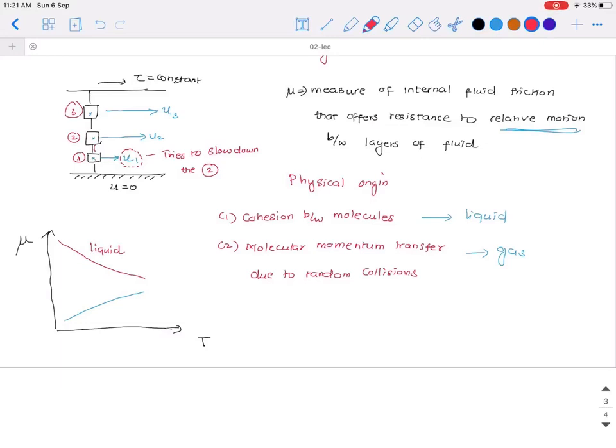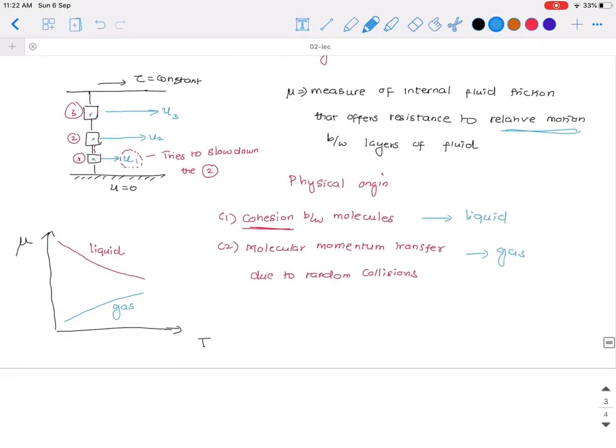Because in liquids the viscosity is dictated by the cohesive force between molecules. When you heat the liquid, this cohesive force weakens, and as a result the viscosity reduces with increasing temperature for a liquid, whereas for a gas the cohesion is already small. The viscosity is dictated by the random collisions and the associated molecular momentum transfer. And when you heat up the gas, the random motion of the molecules gets enhanced, and as a result viscosity increases for a gas.